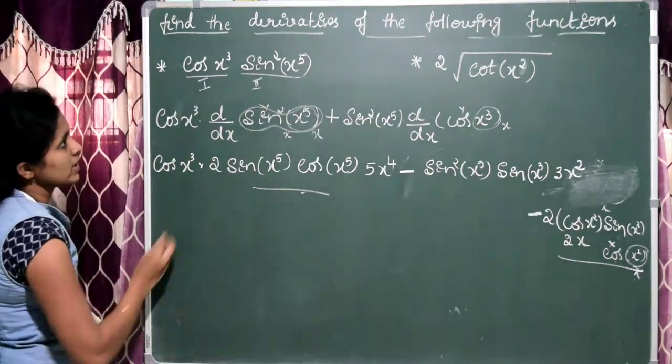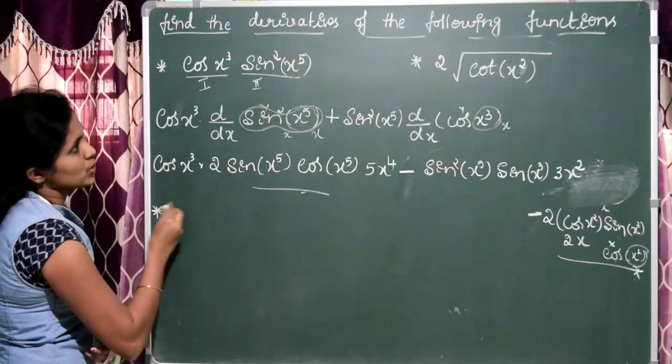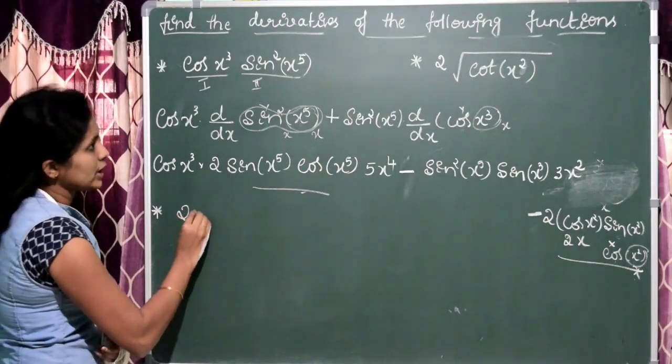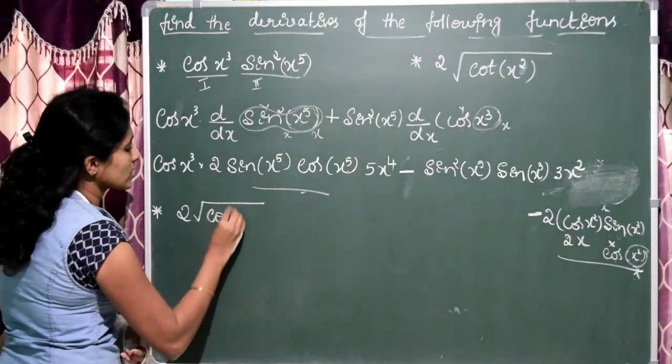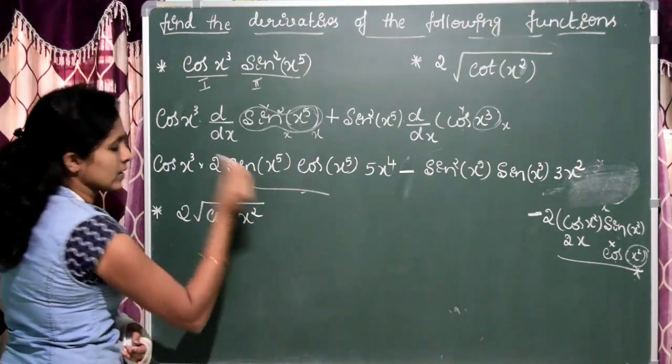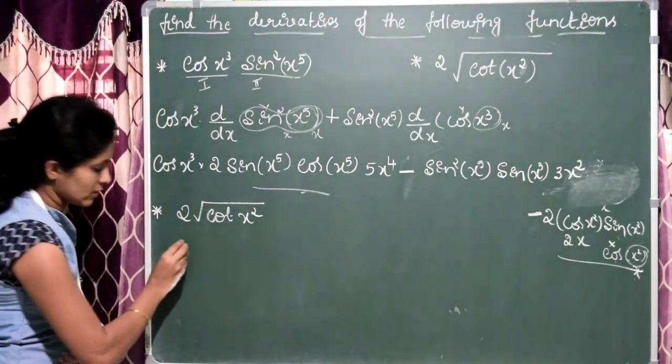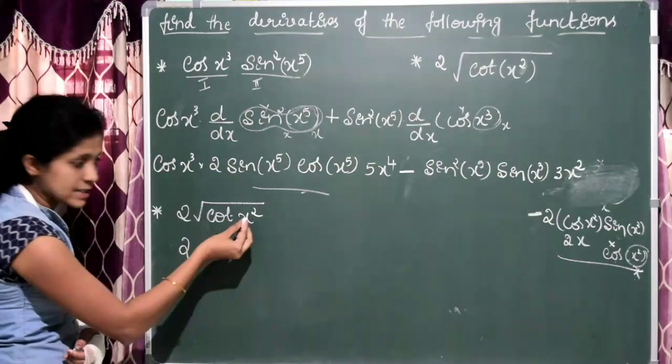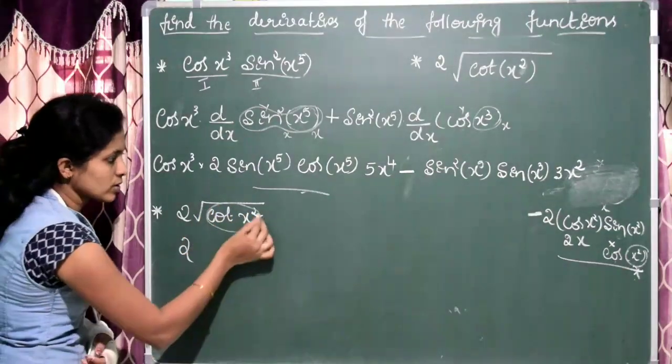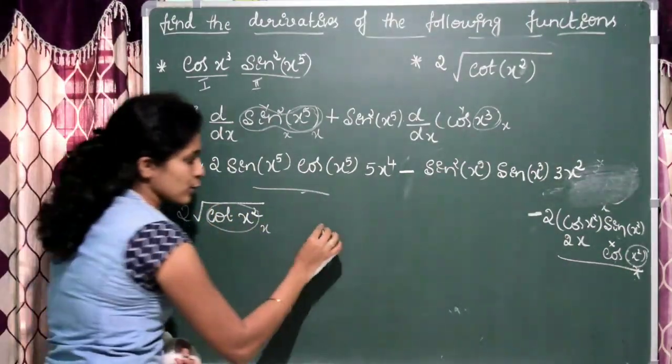Okay, this is the next one. So there, I have written there. The question is find the derivative of 2 into root of cot x square. Yes? Now 2 is a constant. Let me consider 2 as it is. Now it's of the form root x. You have to consider this as x. Now it's of the form root x.